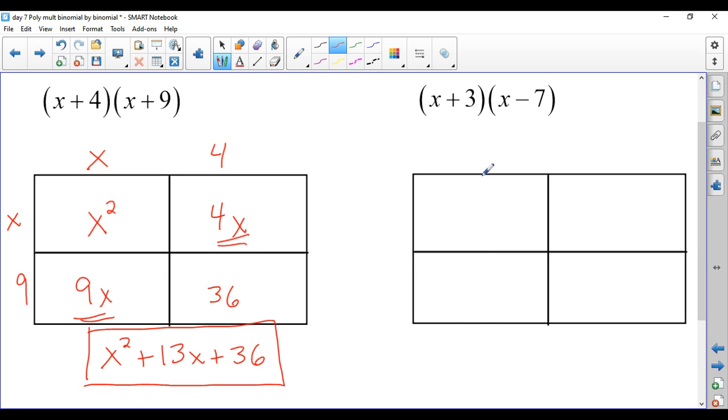One last example for today. X plus 3 times x minus 7. I have x plus 3 and x minus 7. I need to write this as a negative 7 here to make sure that I keep my signs correct.